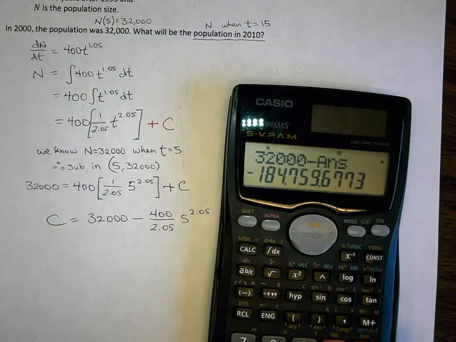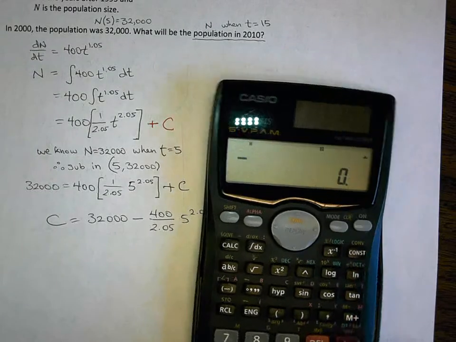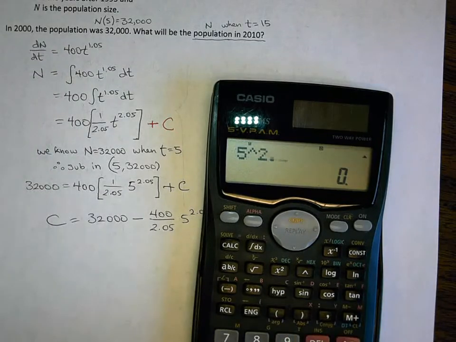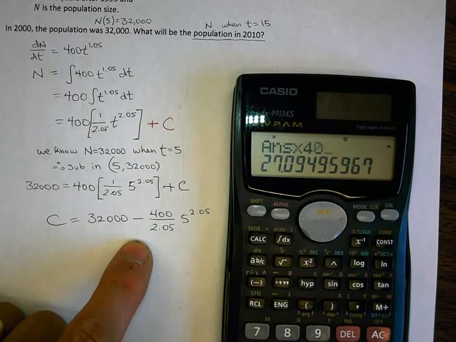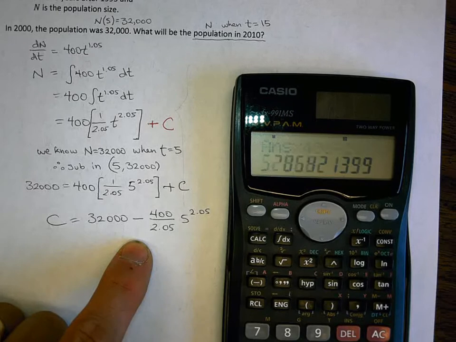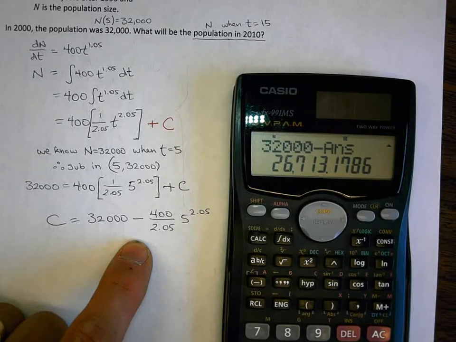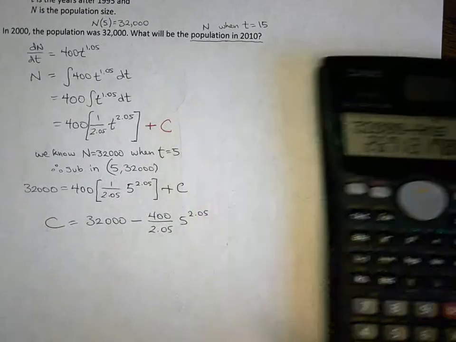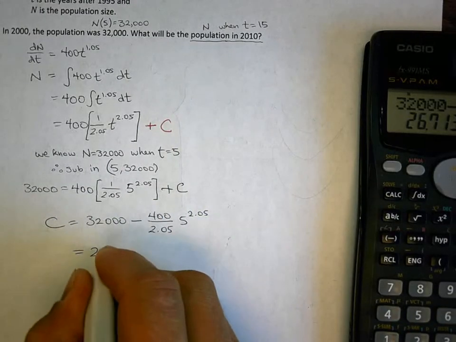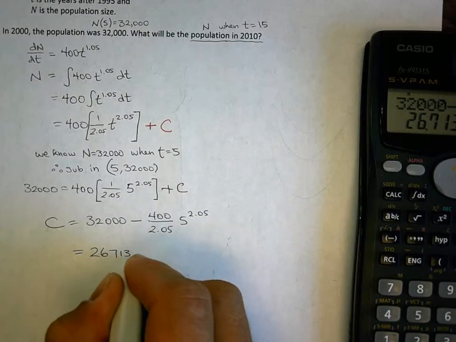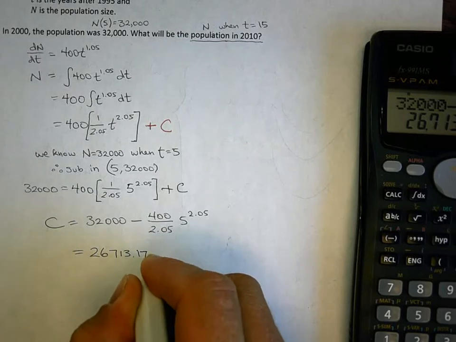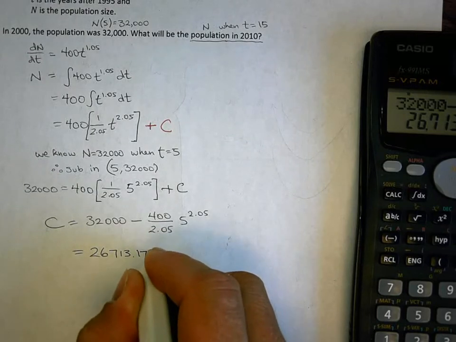So let's try that again. 5 to the power of 2.05, okay, times 400, or divided by 2.05. And now it's 32,000 minus that answer gives me 26. That seems to make more sense. So then I get 26,713.179.